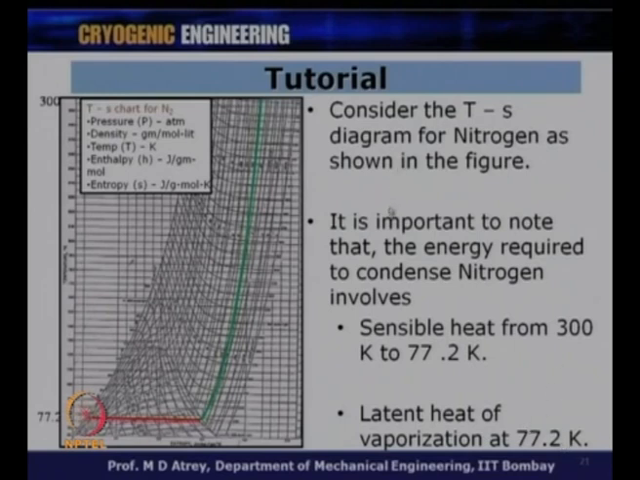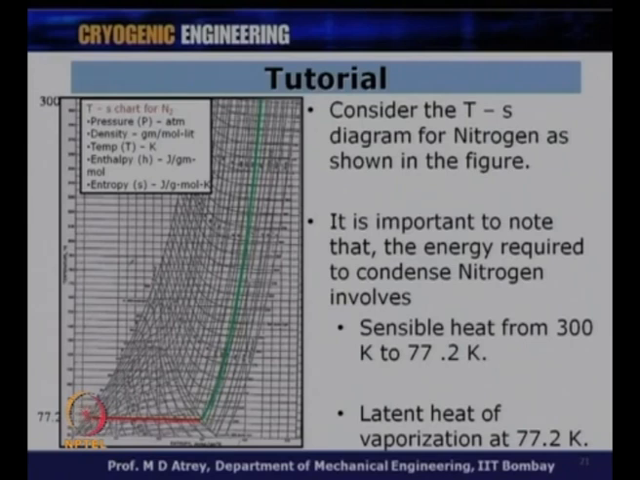So, how much energy do I require in order to get from 300 Kelvin at 1 bar to 77.2 Kelvin at 1 bar, and then take out the latent part of it, so that I get liquid nitrogen at 1 bar at 77.2 Kelvin? This is the minimum heat I have to remove from nitrogen gas in order to reach the saturated liquid region at 77.2 Kelvin.